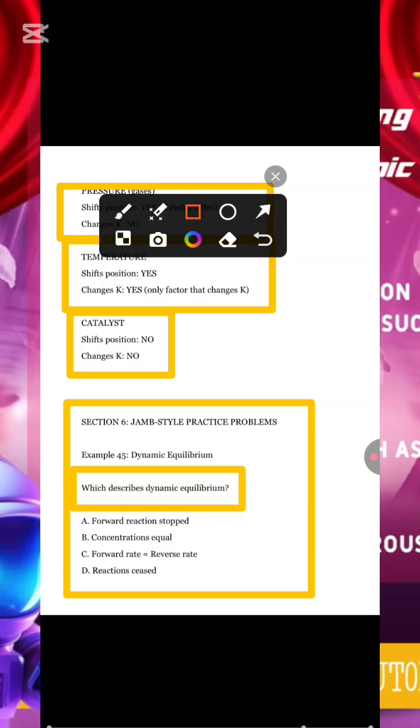Option A says forward reaction stopped. No, that's wrong, because in a reaction at equilibrium, the forward reaction does not stop, it continues. The same with the backward reaction. Backward reaction and forward reaction, they always continue. If any of them stops, the reaction is no longer at equilibrium.